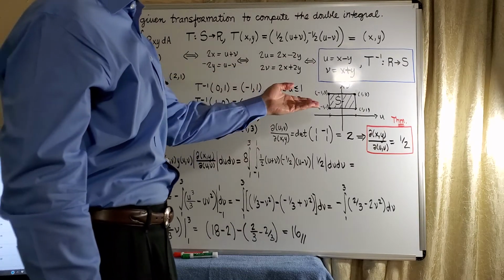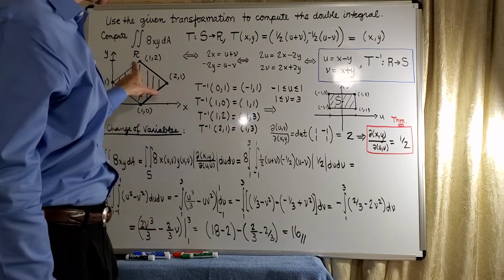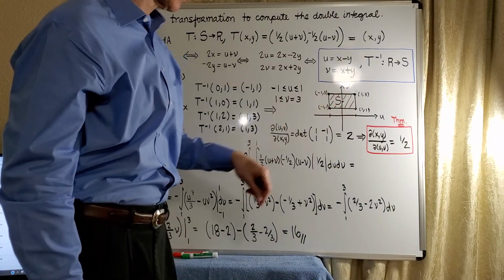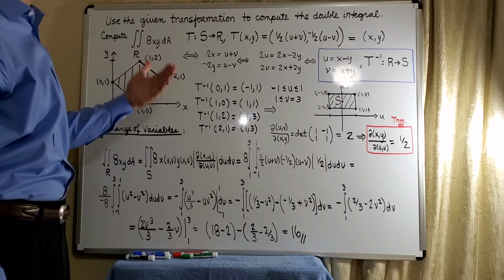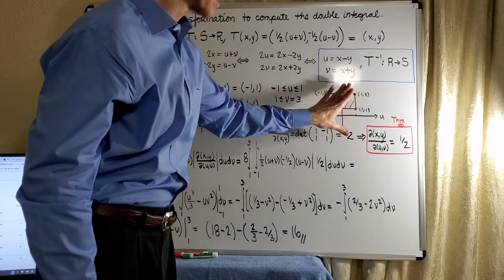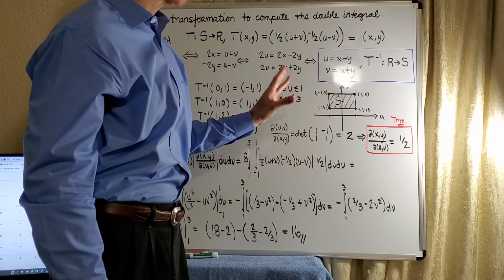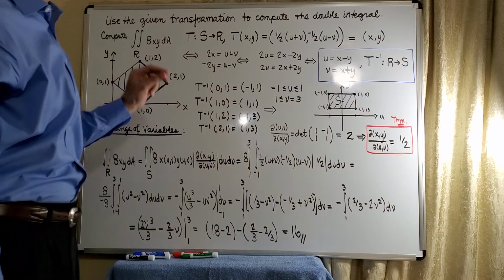Now what I've done here is I've just plotted the images of the vertices in the uv plane and filled in the segments. Again, we know linear transformations take segments into segments. So we've got a very simple region here, again very easy to analyze with respect to integration, a big improvement over R.